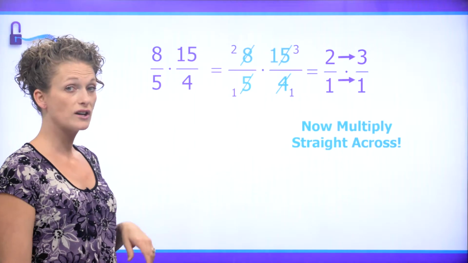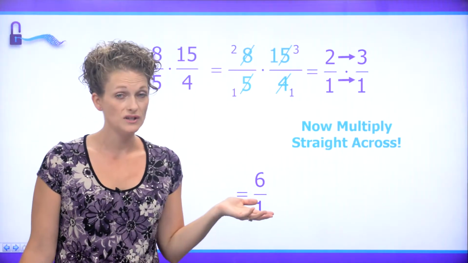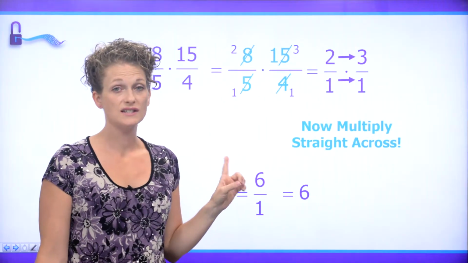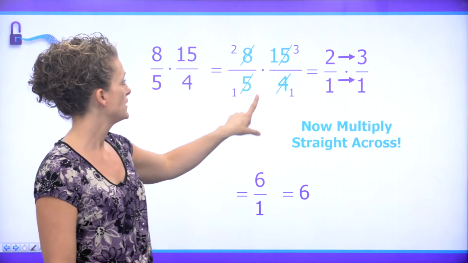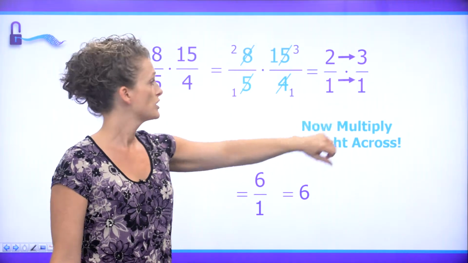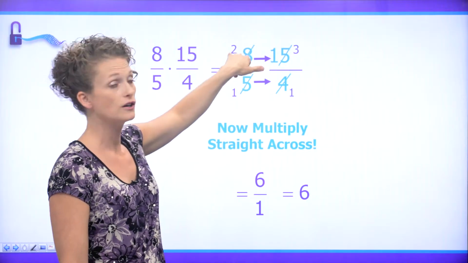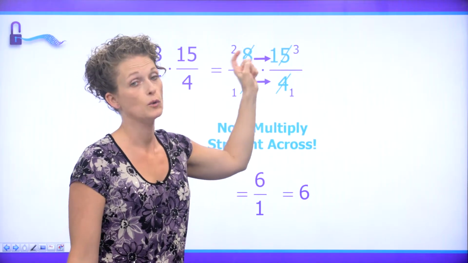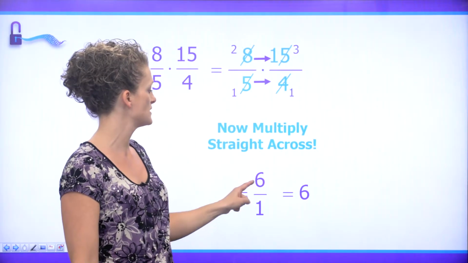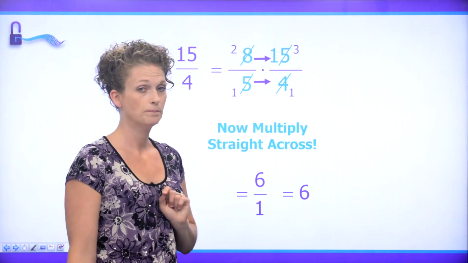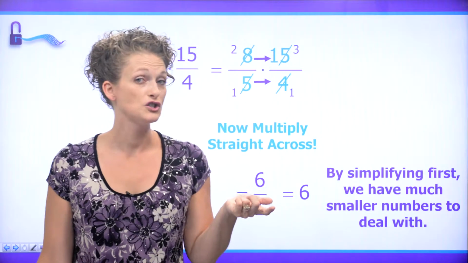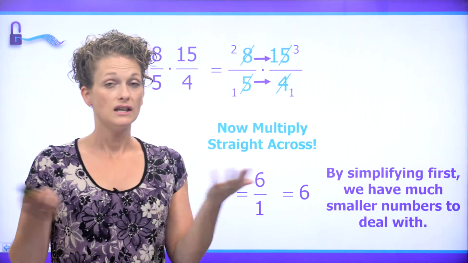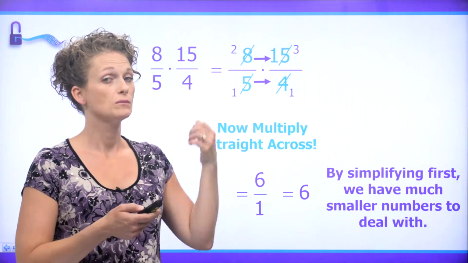So now I multiply straight across, and I get 6 over 1. And we know that 6 over 1 is the same as 6. Now, here's where I say you could actually save yourself a step. Instead of rewriting these fractions, we could have simply multiplied straight across here, recognizing that the reason we put these little numbers here is so that we know we have to multiply them together. So 2 times 3 gives me 6, and 1 times 1 gives me 1. By simplifying first, you can notice that we have much smaller numbers to deal with. And when we get to the end, we don't have to worry about whether it's in lowest terms because we know that it will be because we've already simplified.